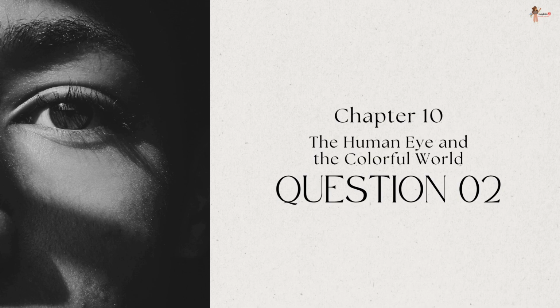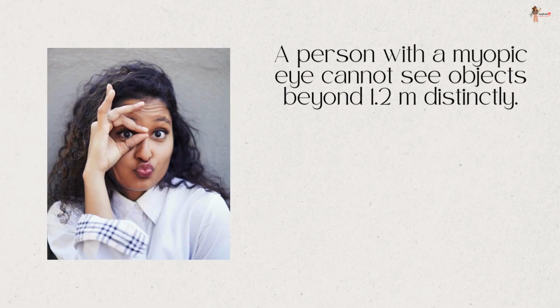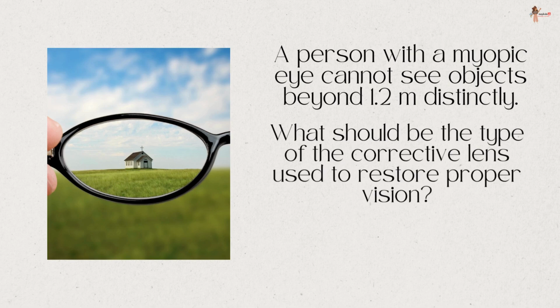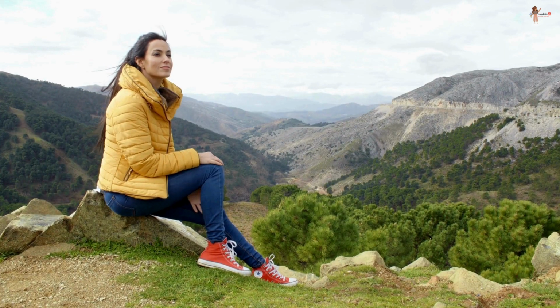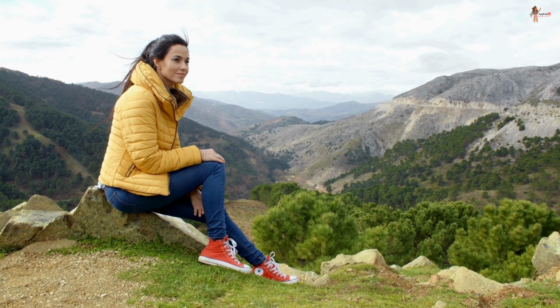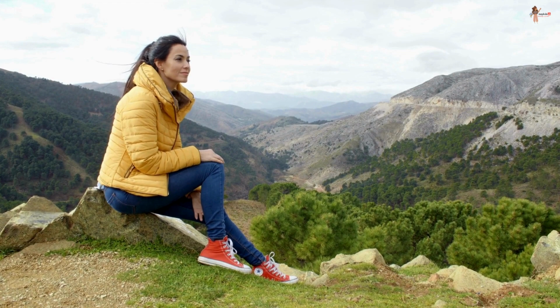Let's see question 2. A person with a myopic eye cannot see objects beyond 1.2 meter distinctly. What should be the type of corrective lens used to restore proper vision? Before we discuss this answer, tell me one thing. In order to view the distances beyond 1.2 meter, what should be the focal length of the lens?